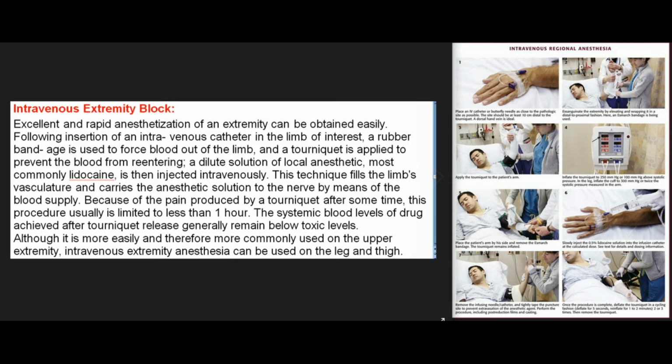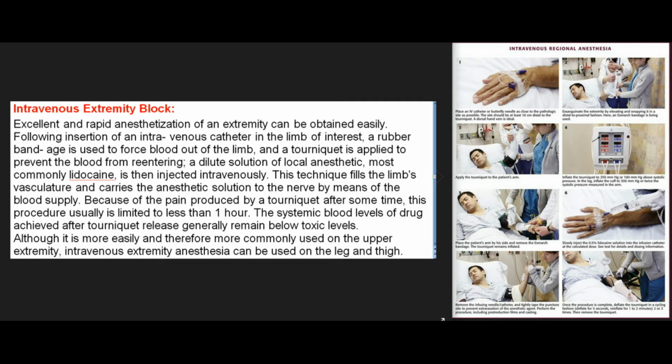Intravenous extremity block. Excellent and rapid anesthetization of an extremity can be obtained easily. Following insertion of an intravenous catheter in the limb of interest, a rubber bandage is used to force blood out of the limb, and a tourniquet is applied to prevent the blood from re-entering. A dilute solution of local anesthetic, most commonly lidocaine, is then injected intravenously. This technique fills the limb's vasculature and carries the anesthetic solution to the nerve by means of the blood supply.